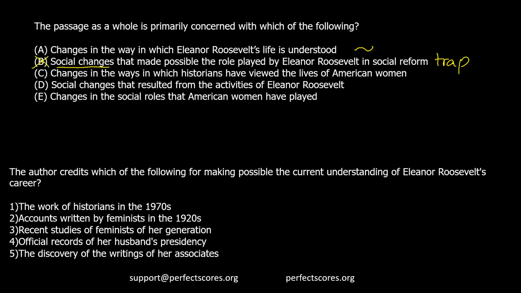So B is gone. Changes in the way historians have viewed lives of American women. That's too general. No. So we remove that because it has to be about Roosevelt. Social changes that resulted from the activities. No, we're not talking about social changes that she caused. So that's the wrong order. It's basically not mentioned. And changes in social roles that American women have played. Again, it's too general. You're talking about E.R. Yes, we are only talking about her. And we have American women as part of the context, but not as the primary concern. So A is going to be the answer.